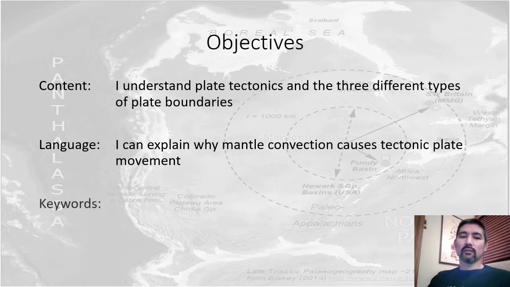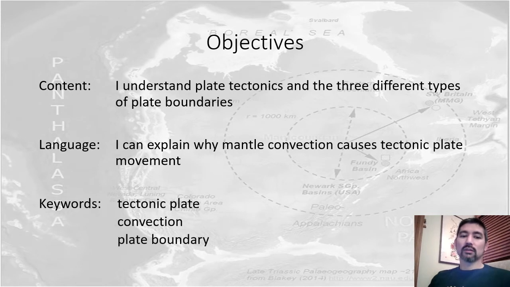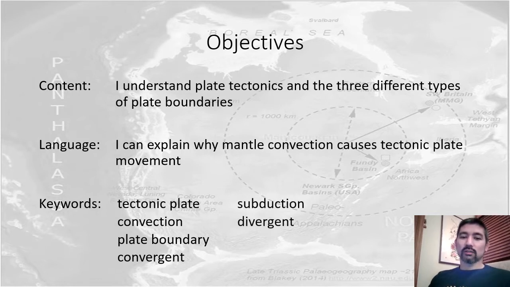And we have about 8 keywords for today. Our first keywords are tectonic plate, convection, plate boundary, and convergent. Our next words are subduction, divergent, mid-ocean ridge, and finally transform.